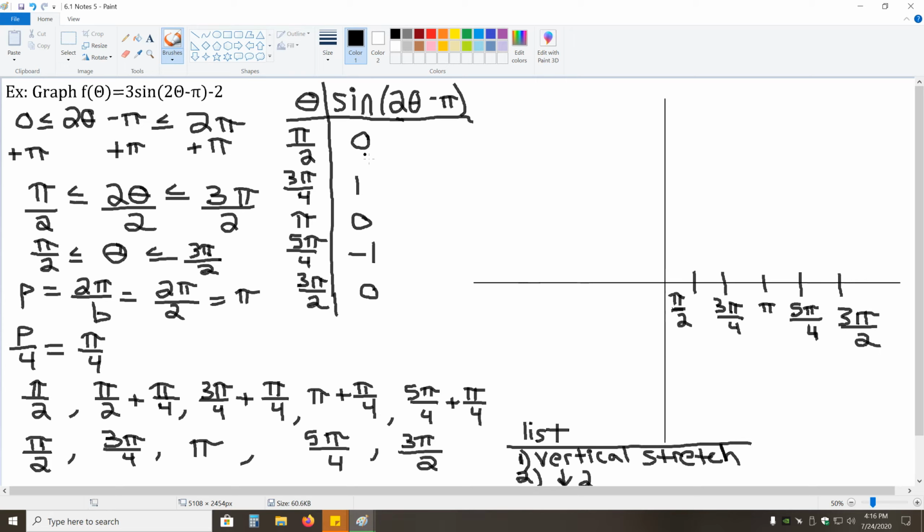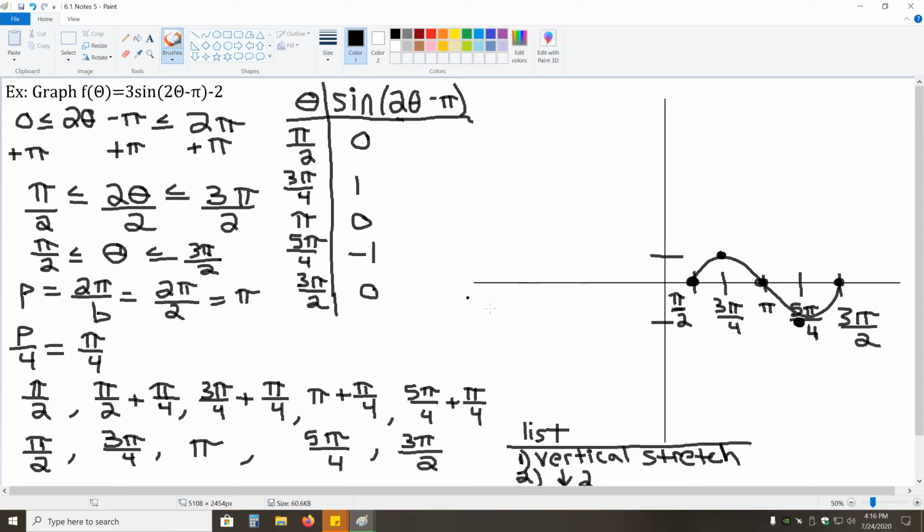Okay, so we need the value 0 at pi over 2, 3 pi over 4, comma 1, pi, comma 0, 5 pi over 4, negative 1, and 3 pi over 2, 0. So our graph is going to look something like this to start off with. It's messy, it's not perfect, but it does end up giving us a very good idea of what the graph will look like at the end.